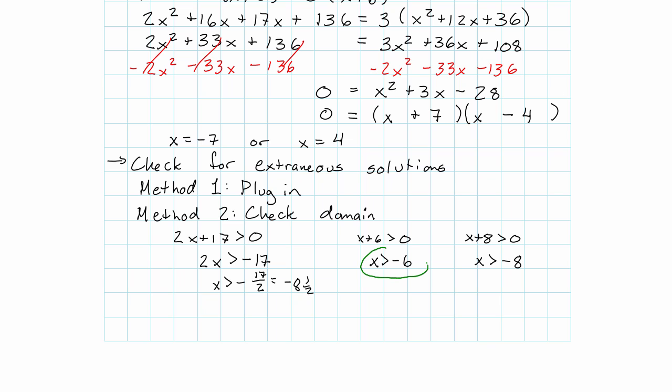X is greater than all of these if it's greater than negative 6, right? They're all greater than inequalities, and negative 6 is the biggest one of those. X needs to be greater than negative 6, which means x equals 4 is in, and x equals negative 7 is out.